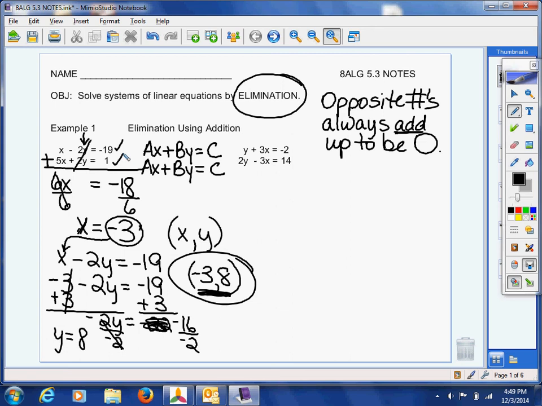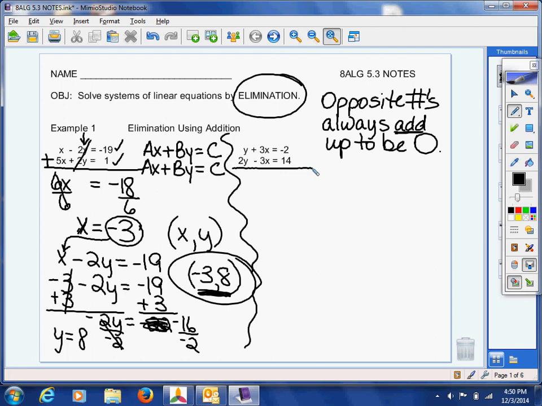I'm going to draw a line so we can separate the board just a little bit. And I've got my y's on top of each other, my x's on top of each other, my equal signs on top of each other, and my constant numbers on top of each other. So that's a good setup. Even though the x's don't come first, it's okay as long as y is on top of y, x on top of x, equal on top of equal, constant number on top of constant number. Just make sure the alignment's there.